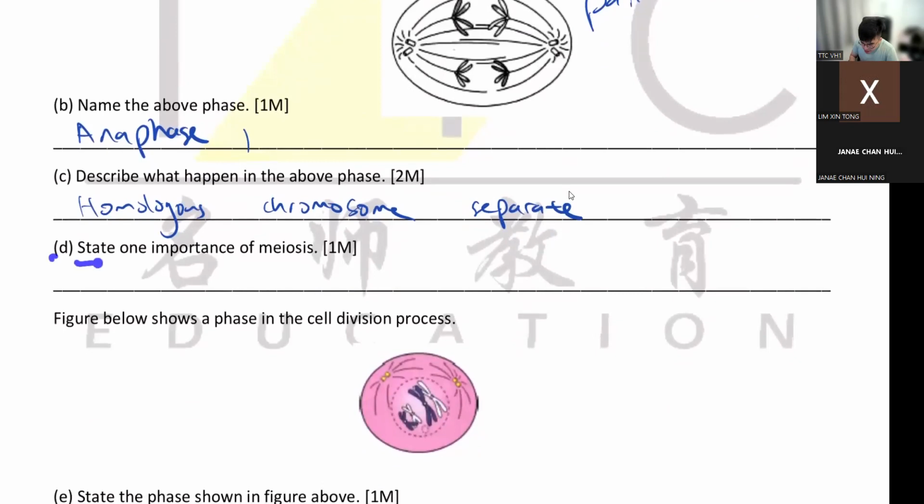Right, so D, state one importance of meiosis. Now, what is the importance of meiosis? This is to create variation. Remember, me and you need to look different. It's only for variation.